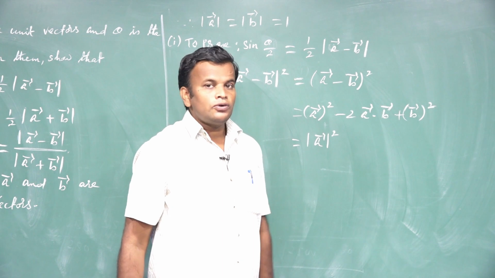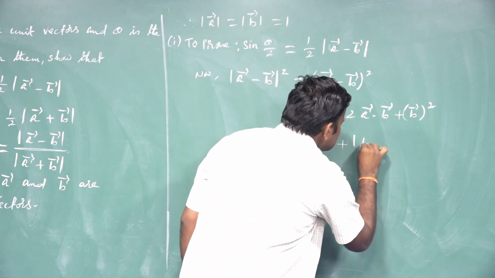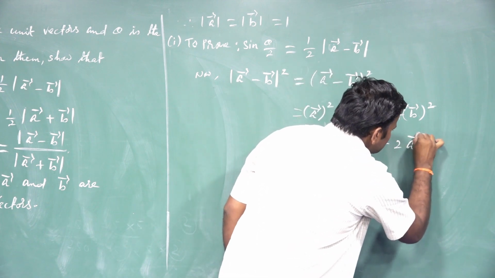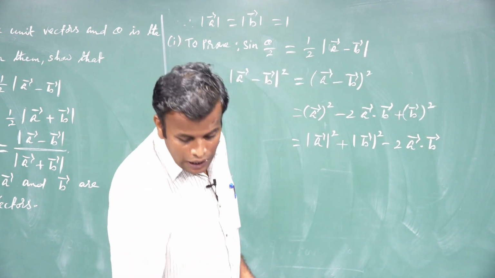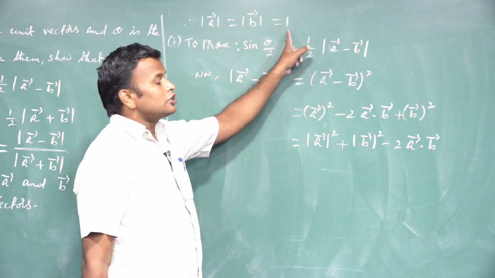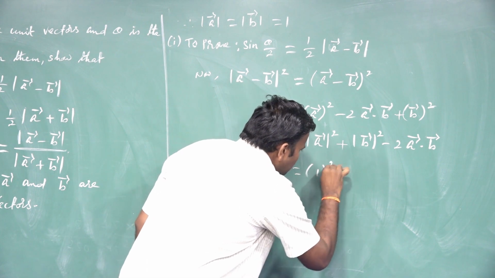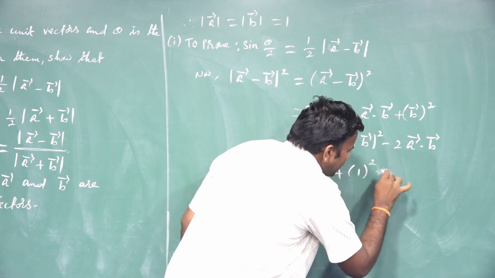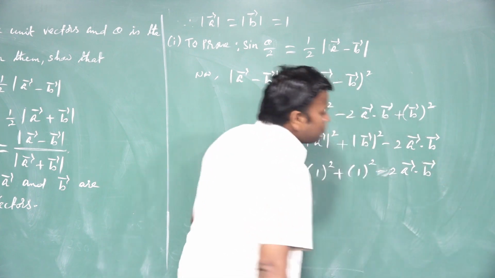And B vector square, how to write? Modulus B vector square minus 2 A vector dot B vector. What is the value of modulus A vector? The value of modulus A vector and modulus B vector, it should come 1. So 1 square minus 2 A vector dot B vector.